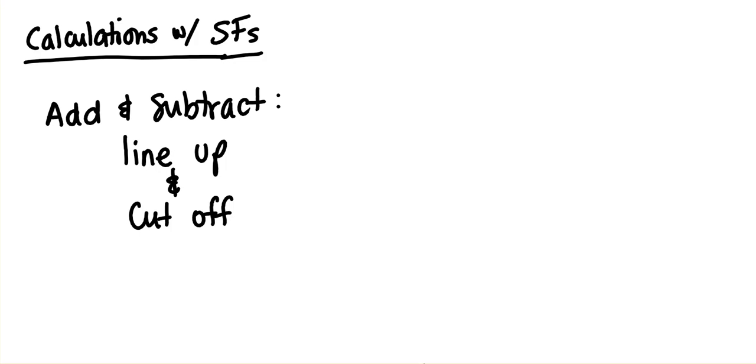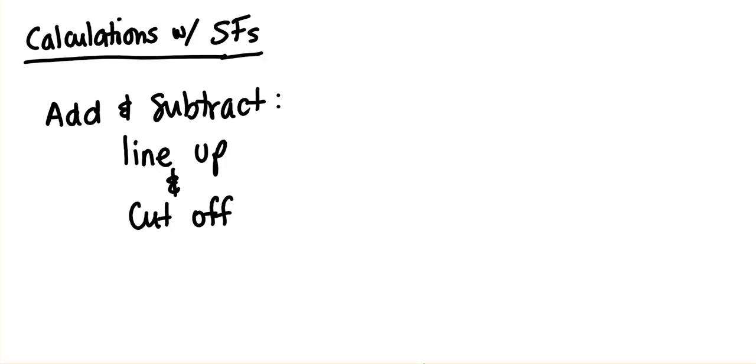Going to look at how to round off your answers, or where to round off your answers. There are two main rules, and they're different depending on whether you're adding or subtracting, or if you're multiplying or dividing. If you're adding and subtracting, the easy way to say that is: line them up and cut them off.